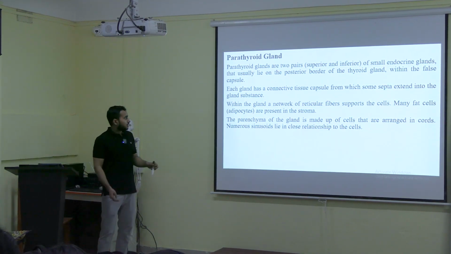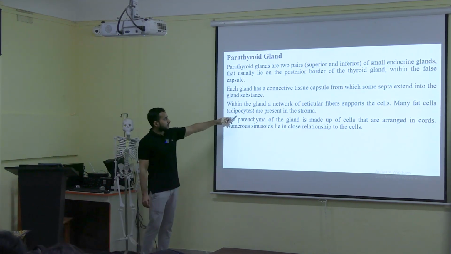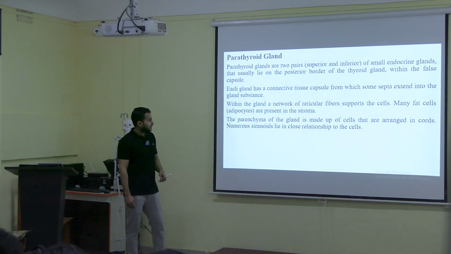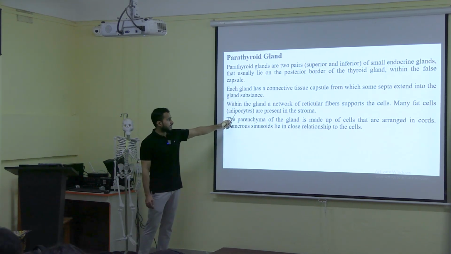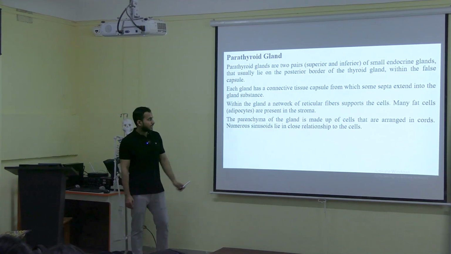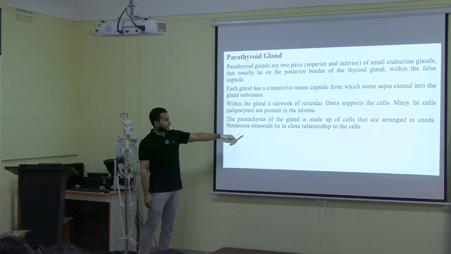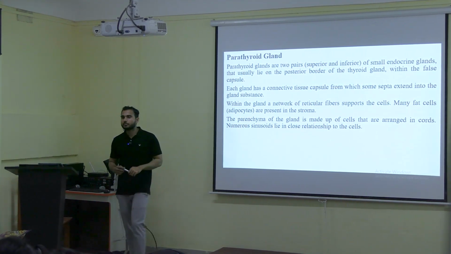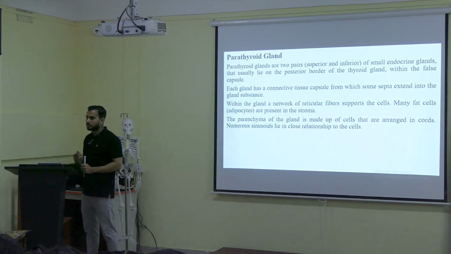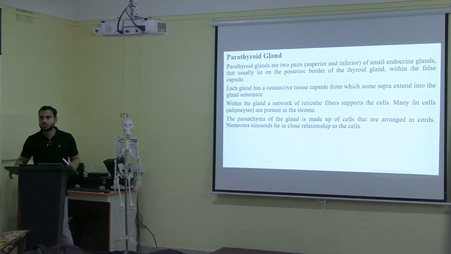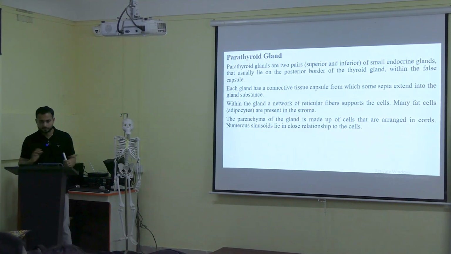Next, within the gland, a network of reticular fibers is also there, which supports the cells, and many adipocytes or adipose tissue are also present inside the parathyroid gland. Next, the parenchyma of the gland is made up of two different types of cells, and those cells are in the form of cords, and in between them you can see the sinusoids. That is the important structure for the parathyroid gland.